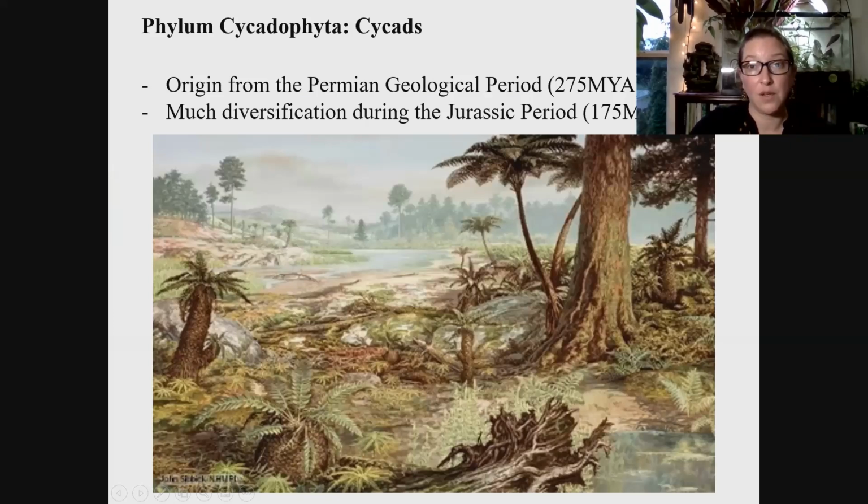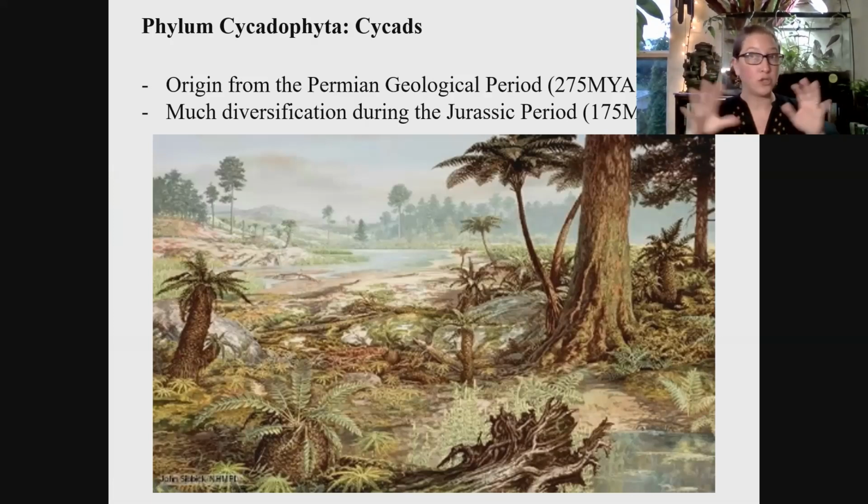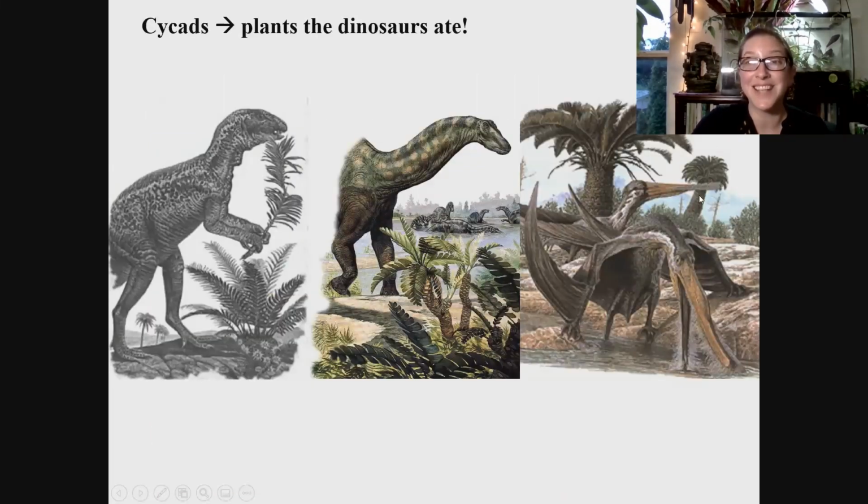Cycads are old. Based on the fossil record, they first showed up during the Permian, but then during the Jurassic period, like Jurassic Park, right? During the Jurassic period, there was a huge explosion in the number of cycad species, so a lot of diversification. And what that means is that cycads are plants the dinosaurs ate. Yes, which is super cool to think about.